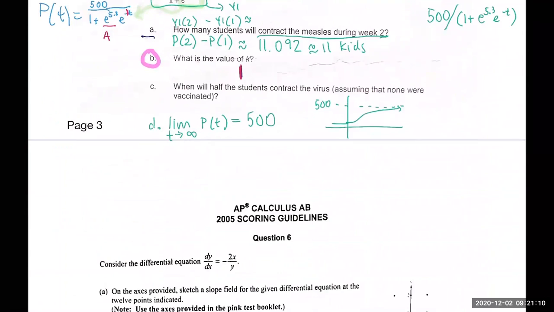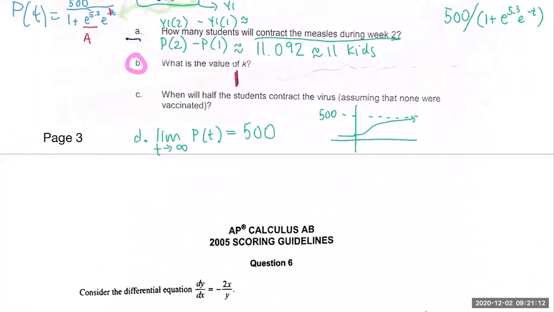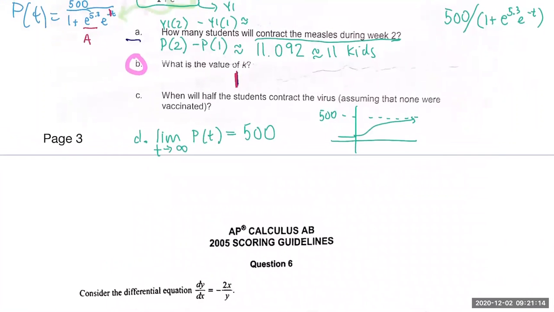Okay, the last thing I'm going to do with you guys on this one is part C, which asks when the students will contract the virus. I believe you guys had set up the equation so that 250 is equal to P of T. I just wanted to give you the answer to this and then move on to the next problem. The answer some of you had gotten was 5.3 kids.